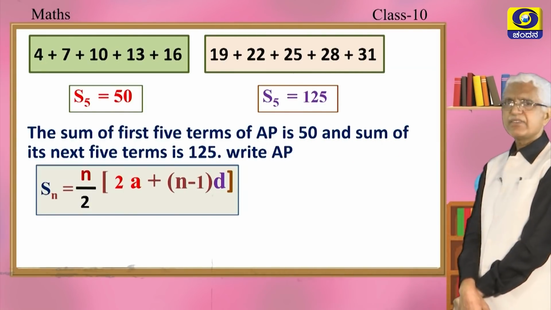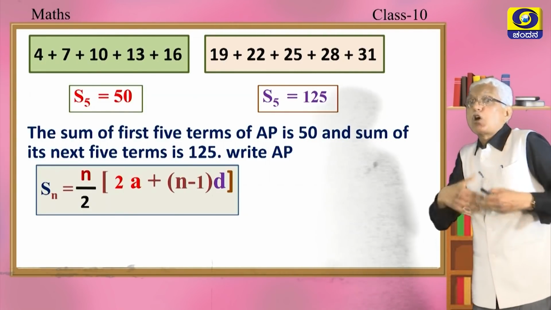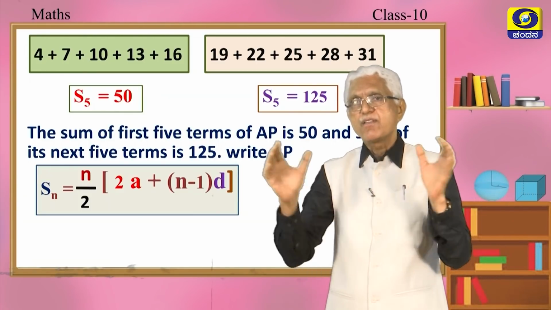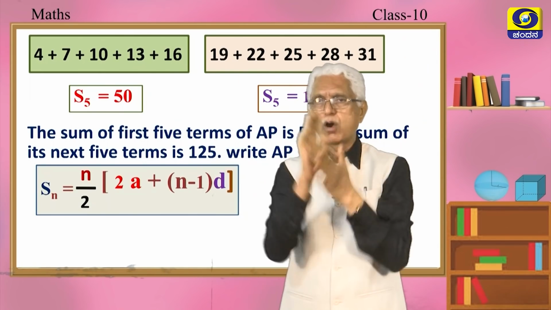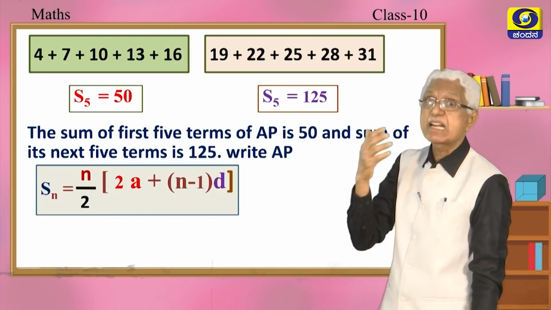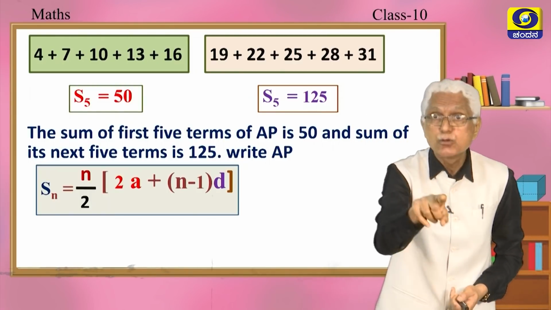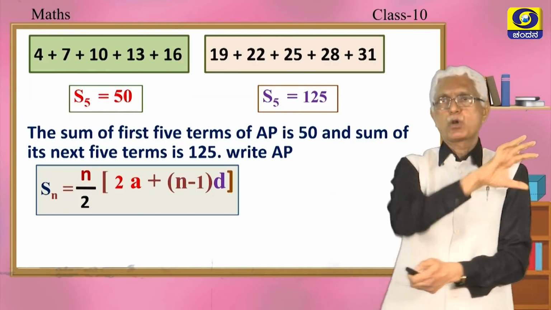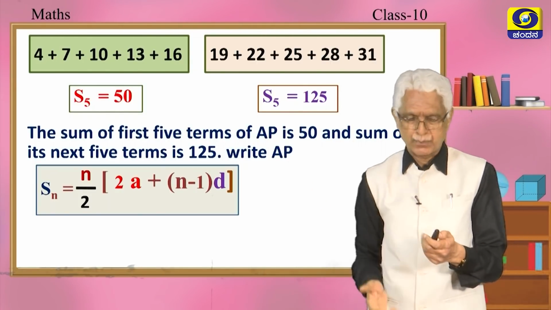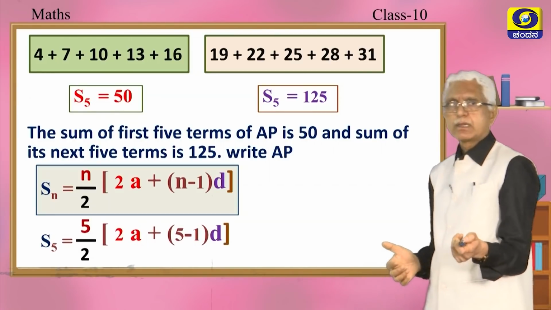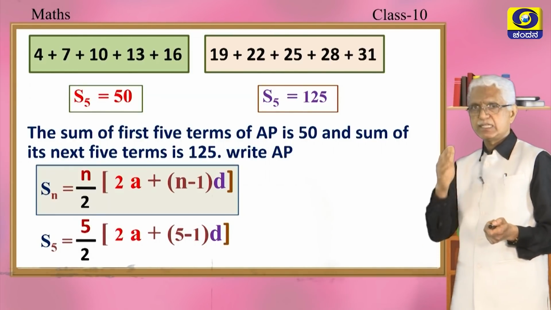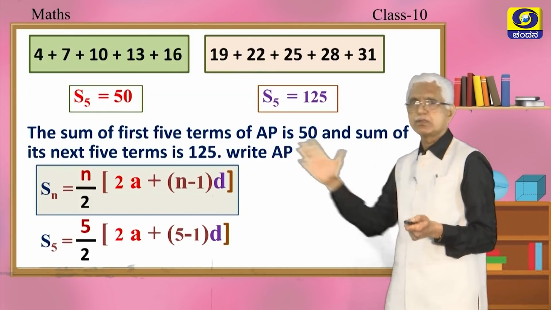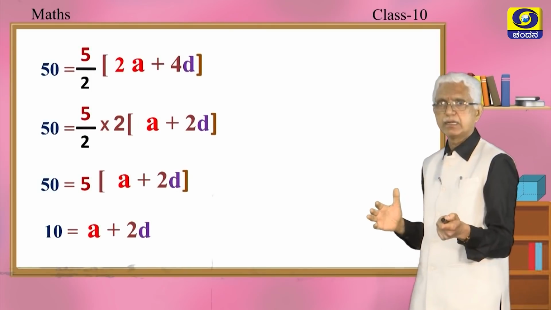Okay. Hopefully we are trying to solve this problem in a different way. See, in the previous example what happened? We framed a pair of linear equations and we solved and we got the AP. Here we are trying to understand whether I can use this formula also. That means an alternate method, a different approach to the very same problem. Sum of the first 5 terms, S5 is equal to 5 by 2 into 2a plus 5 minus 1 into d, correct? Very good.